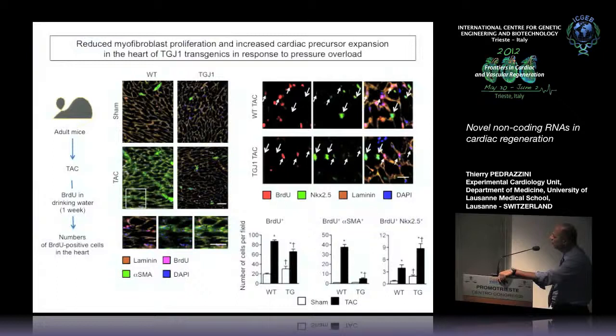And if you, on the contrary, I'm sorry for the panel here, but this is an important finding. There's more production of non-myocyte cells expressing NKX2.5, so more precursor production.